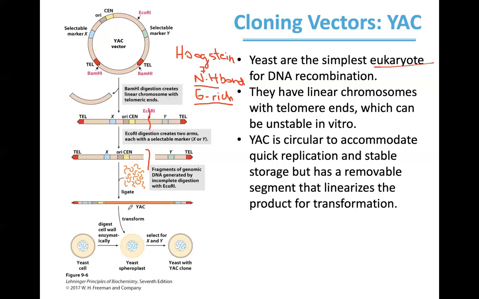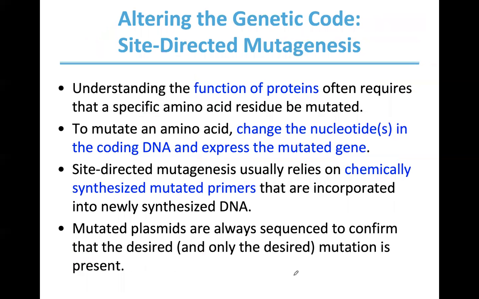Then you digest the cell wall enzymatically, allow the plasmid to go inside, and select for X and Y. This tells you that the clone you're dealing with has the DNA in question in it. If the DNA has been put inside, then X and Y have been combined together. All right.